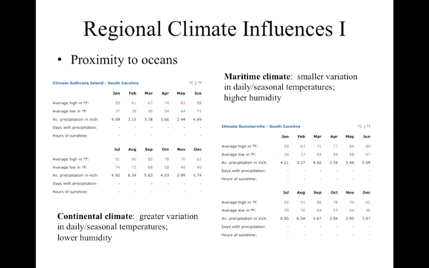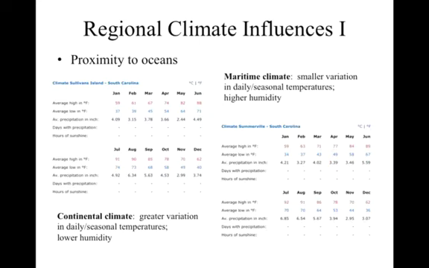One of the big ones is proximity to water, and in particular oceans. Very, very large lakes like the Great Lakes can also matter. So when you are proximate to oceans, or when you're very close to oceans, you end up in what we call a maritime climate. And in these areas, you have smaller variation in daily and seasonal temperatures, and you also have a lot higher humidity, more precipitation. The opposite is the continental climate, where you have much greater variation in daily and seasonal temperatures and lower humidity.